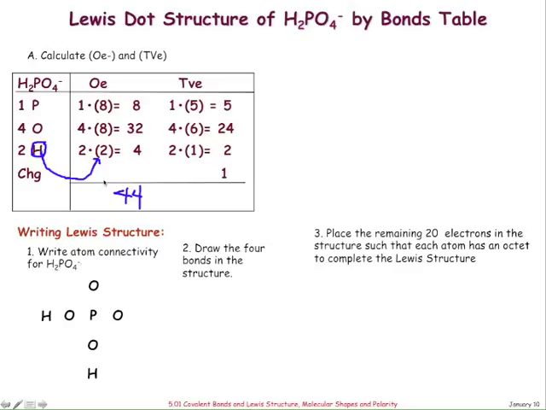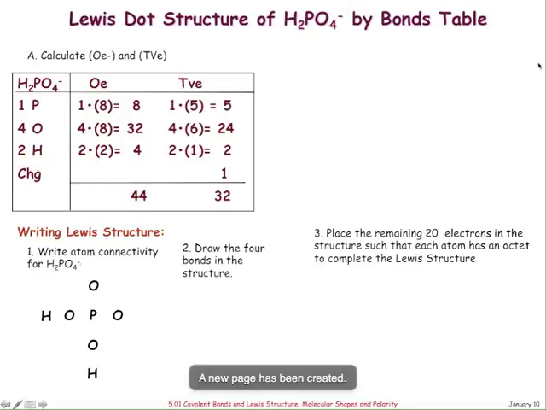In reality, we don't have 44 electrons. Phosphorus has 5. Oxygen has 6 apiece for a total of 24. Hydrogen has 1 apiece for a total of 2. And then the charge, this negative charge right here, tells you there is 1 extra electron in this structure. So when you add this all up, what you have here is 32 electrons. So how many bonds in this structure? 44 minus 32 happens to be 8.